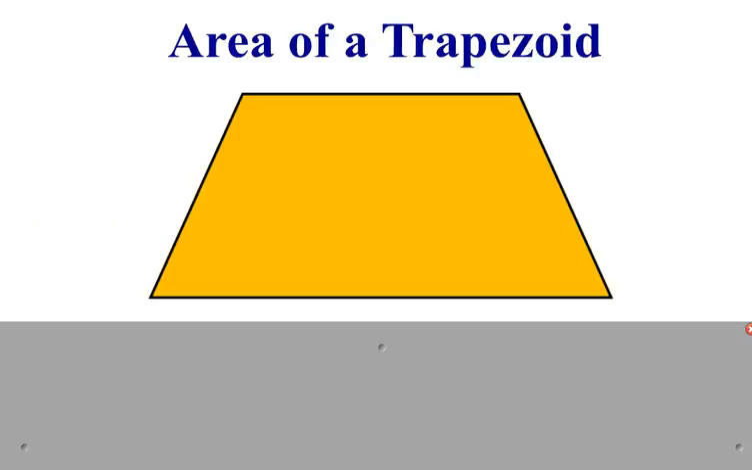Next is the area of a trapezoid. And this one gets even a little more difficult. There are many ways to derive the area of the trapezoid formula. You can cut it a bunch of different ways. You could cut this triangle off and move it over here to make it a rectangle. You could break this into a rectangle and two triangles and add the areas together.